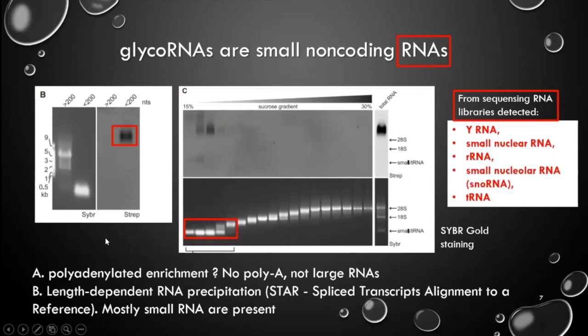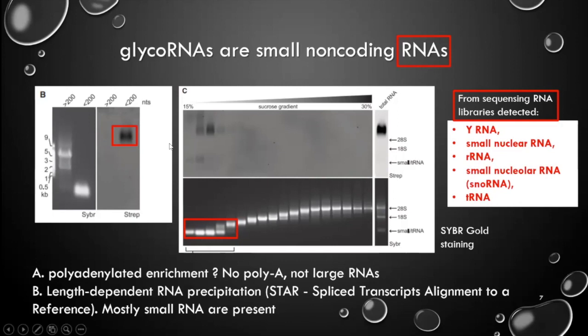So the glycoRNAs have an RNA part and a glyco part. Let's start with the RNA. Seeing the behavior of those glycoRNAs in the gel, the authors hypothesized that they are more probably large RNA fragments. However, when they performed polyadenylate enrichment, they were not able to see any signal. So they changed the strategy, did size-based precipitation, and observed a clear band in the area known for small RNA appearing in the gel.